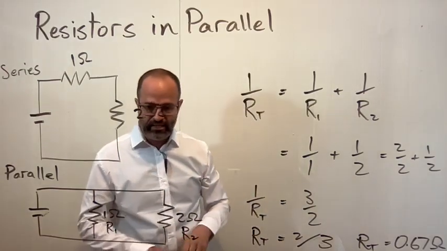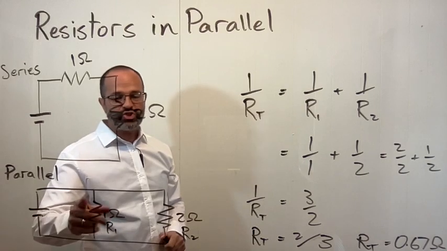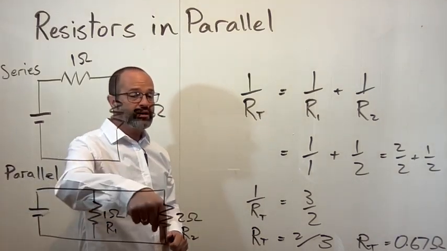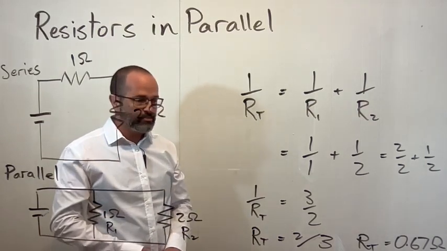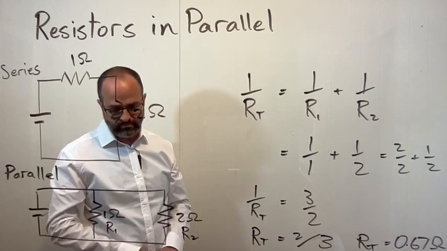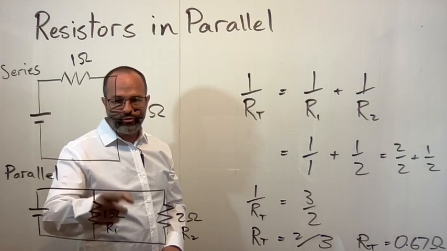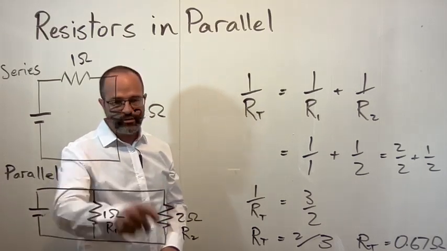Now, does that make sense? Well, I have a 1 ohm resistor here, so my total resistance should be less than 1 ohm because the current can go down here. I've got a choice, maybe I could go down there. Now, of course, that's not how current works, but that's how we imagine it happening. And so the overall resistance of this whole arrangement is 0.67.